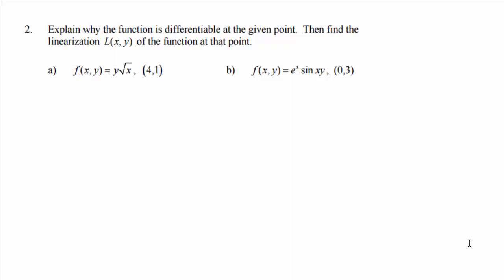So in part B, we're going to explain why the function is differentiable at the point, then find the linearization L of x, y of the function at that point. Okay. So part B, we have f of x, y equals e to the x sine xy, and we're talking about the point (0, 3). So why might it be differentiable at that point?